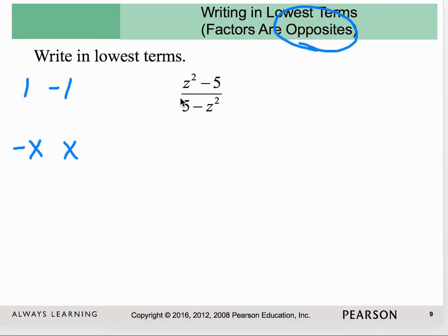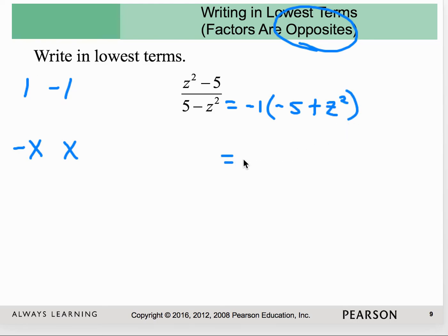I'm going to take this one down there, and I'm going to factor out a negative 1. If I take a negative 1 out of there, so I pull a negative 1 out to the front, that would mean all my signs inside the parentheses are going to change, right? That would be negative 5 plus z squared.